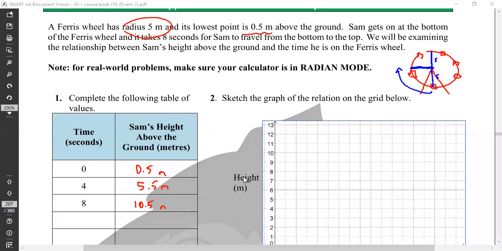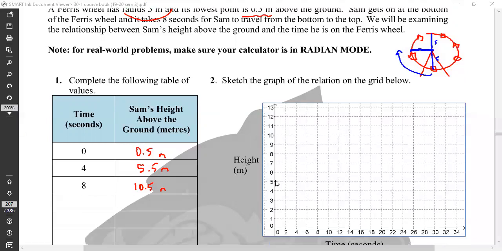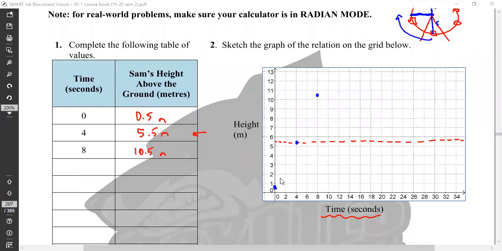You might recognize that already, if we're going to start to graph this, that average height, that median height, ends up being 5.5 meters. That's going to be the median on this graph. At 0 seconds he's at 0.5 meters, and at 8 seconds he's at 10.5 meters. That means halfway in between, at 4 seconds, he's at 5.5. You can probably already see where we're going with this. We're going to continue on with this table of values for every 4 seconds.